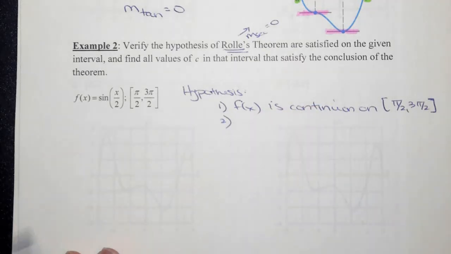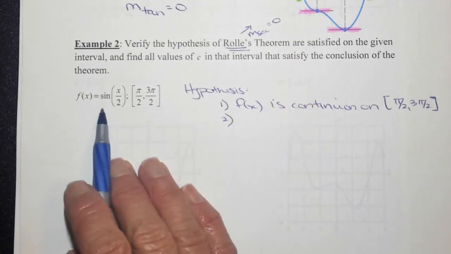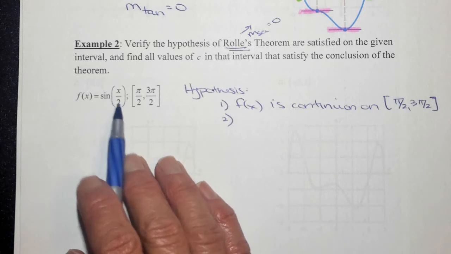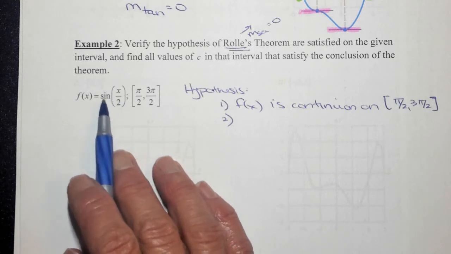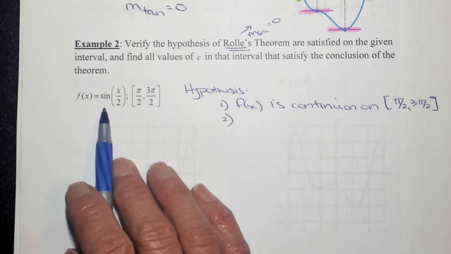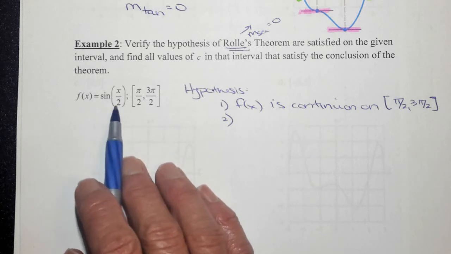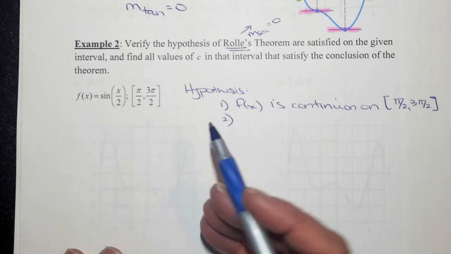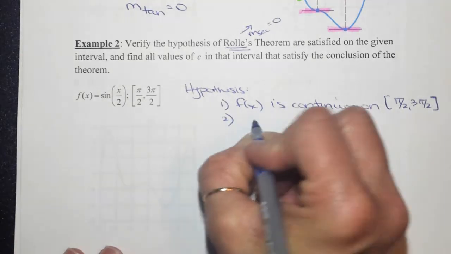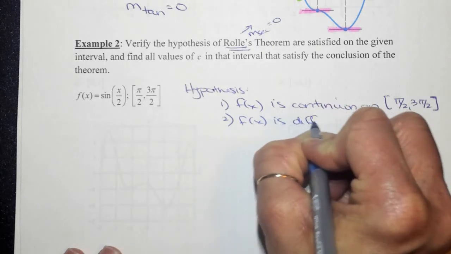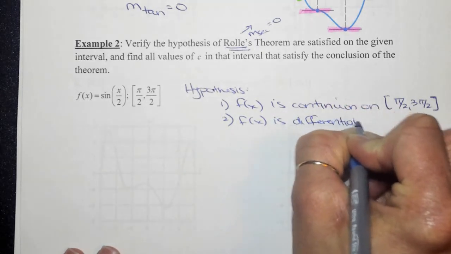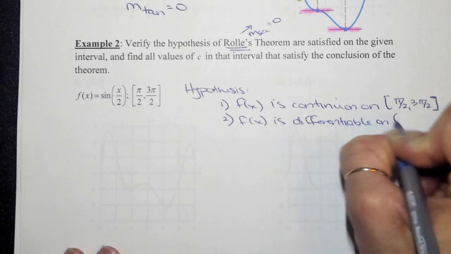Second part, again, we're looking at differentiability. Can we take the derivative of the sine? This is just a coefficient, so we could totally do it. It's not a problem. And remember, the derivative of the sine is cosine, and we would just have to take the derivative of the inside, which would be 1/2. It's not a big deal. So f of x is differentiable on the open interval.